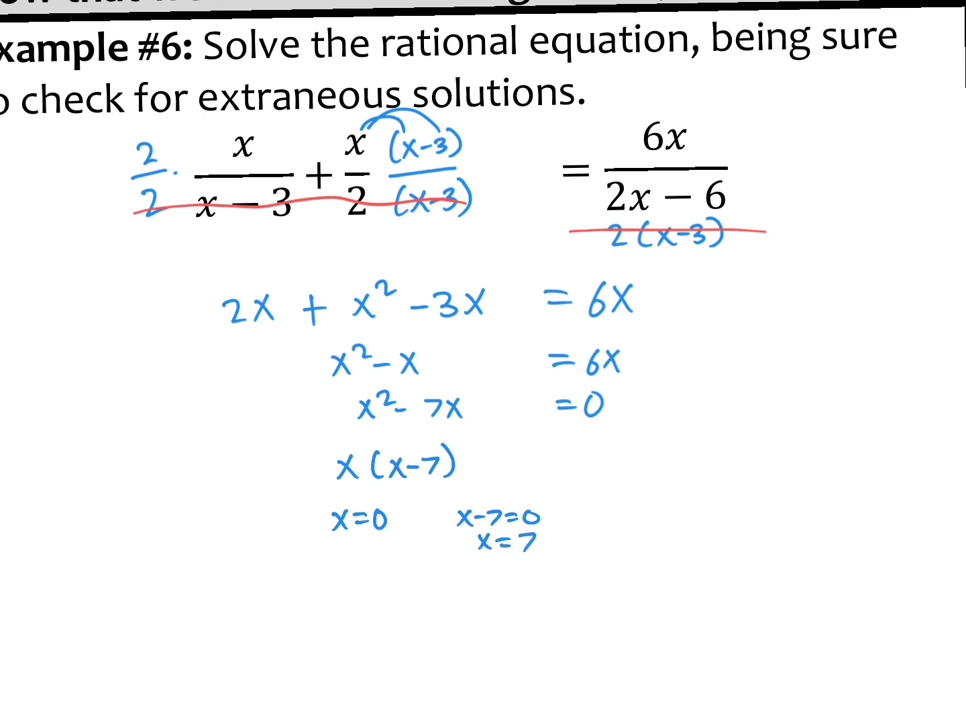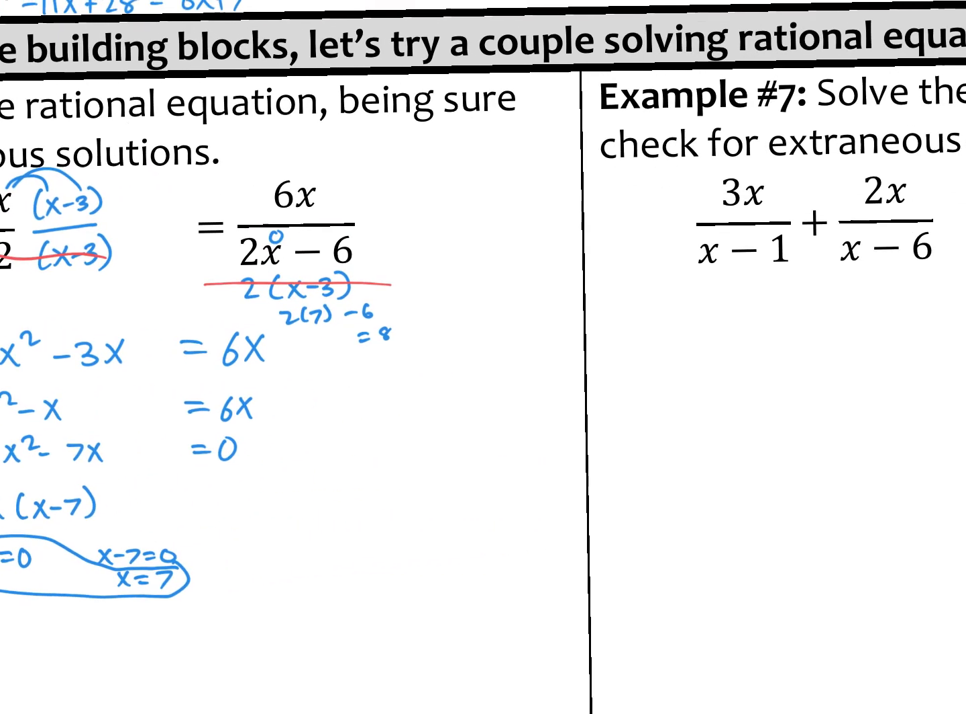I then want to make sure that those will not give me a 0 in my denominator, because I don't want any extraneous solutions. If I plugged in 0 minus 3, that would be negative 3. That would be okay. 2 times 0 would be 0, minus 6 would be negative 6. So I plugged in the 0 here. That'd be okay. 7 minus 3 would be 4. That's okay. 2 times 7 would be 14, minus 6 would be 8. So that's okay. So both these solutions are good solutions. x equals 0, x equals 7. Let's move on to example 7.